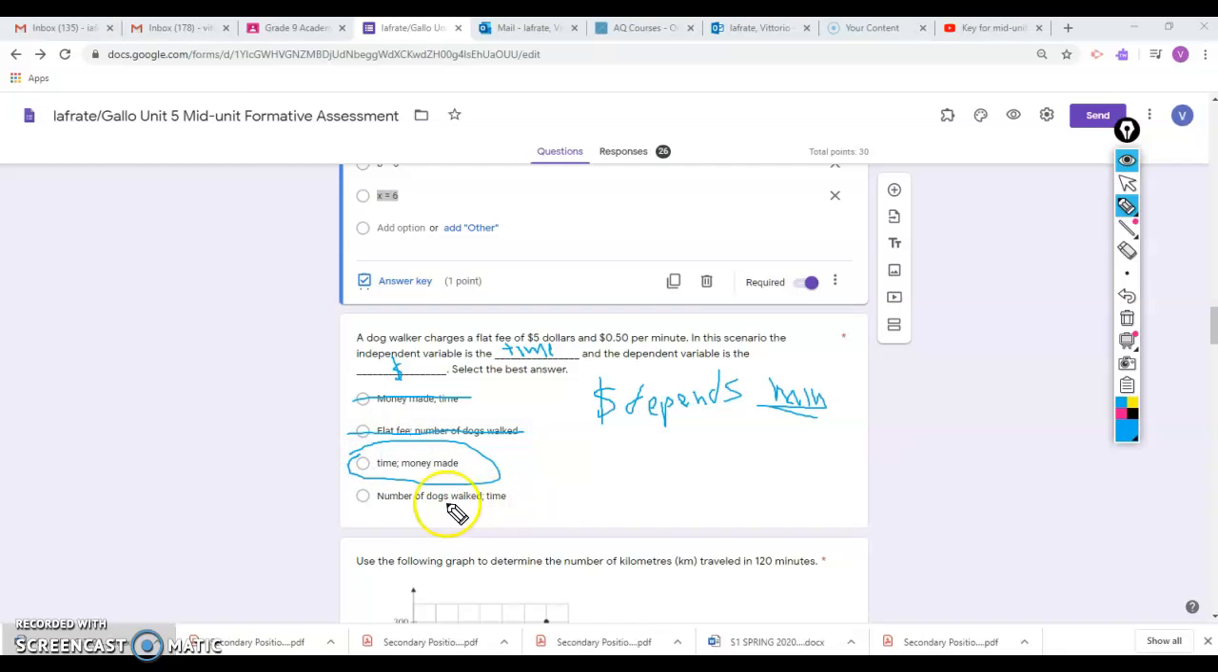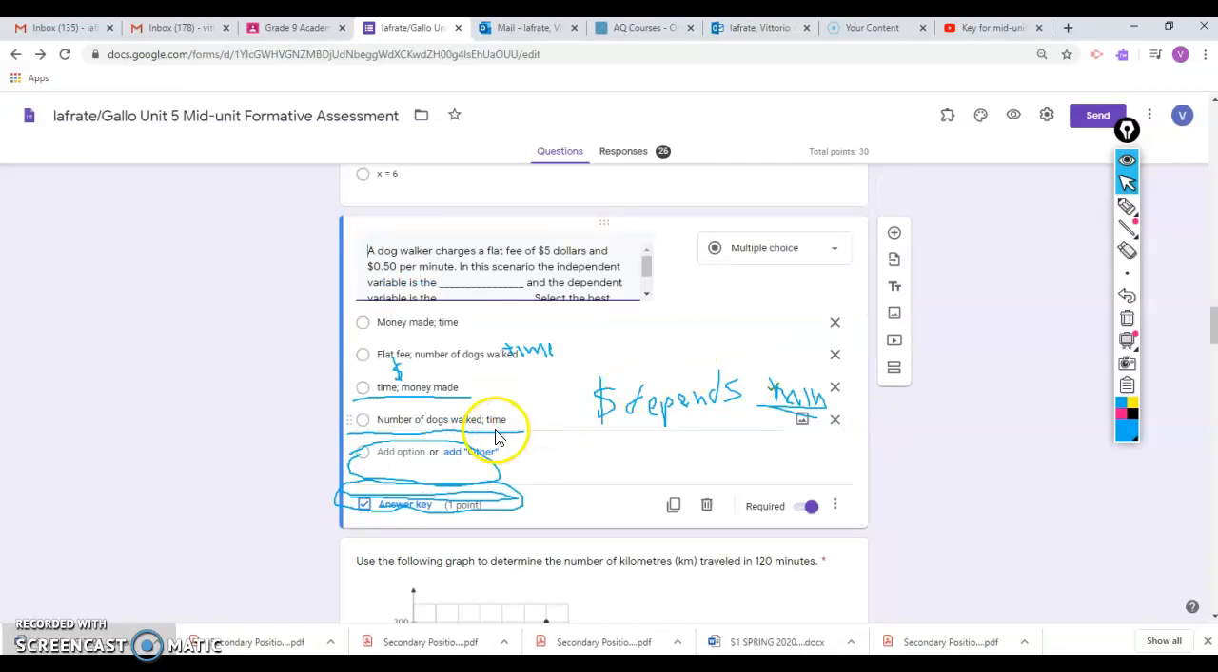But let's take a look at why this one is incorrect. Well, our equation does not look at the number of dogs walked. It looks at the number of minutes and your flat fee for your total earnings, not the number of dogs walked. So this would be wrong here as well. Best answer, time and money made. Let's take a look if that's true. Yep, time and money made. Perfect.